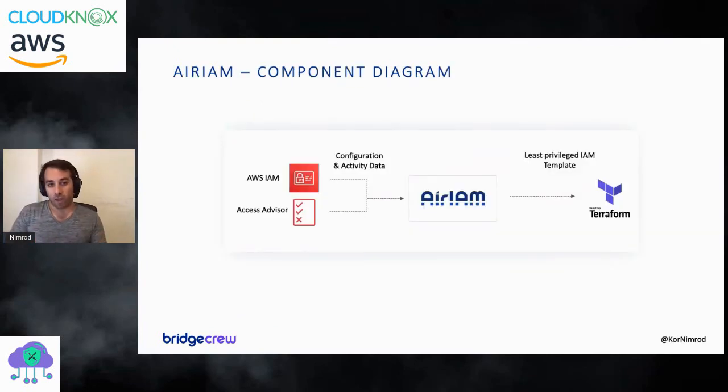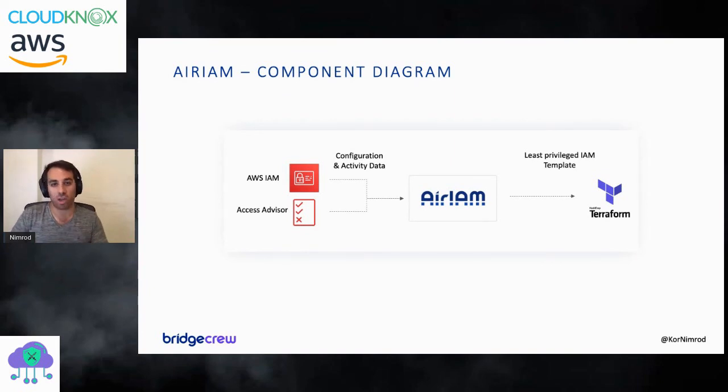So the tool itself, AirIAM, is pretty easy. All it does is collect data from AWS APIs, both IAM and Access Advisor, cross-references it, and either outputs it as CLI output for your convenience, or Terraform code, which we'll see in a bit, how that, I would say, leverages the power to the maximum.